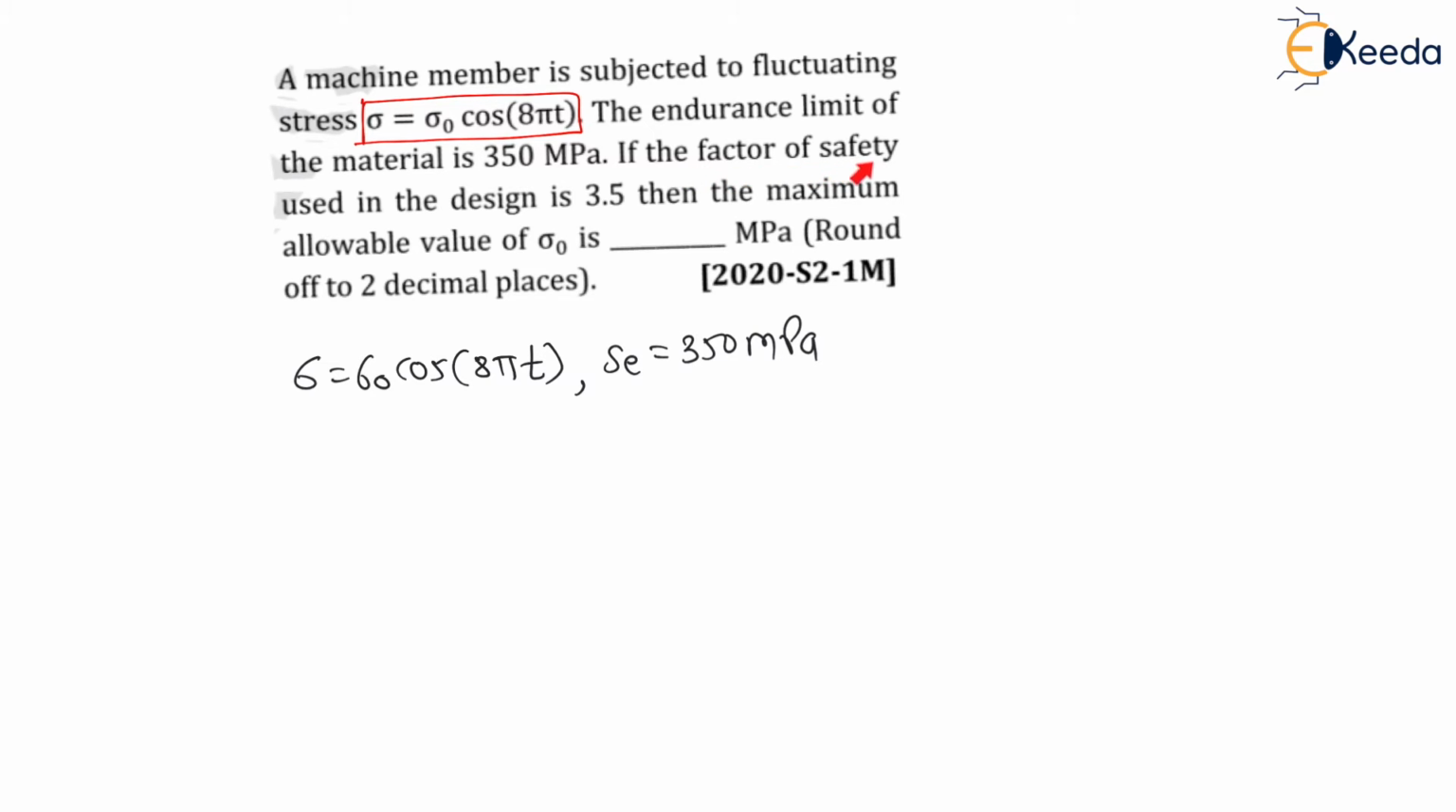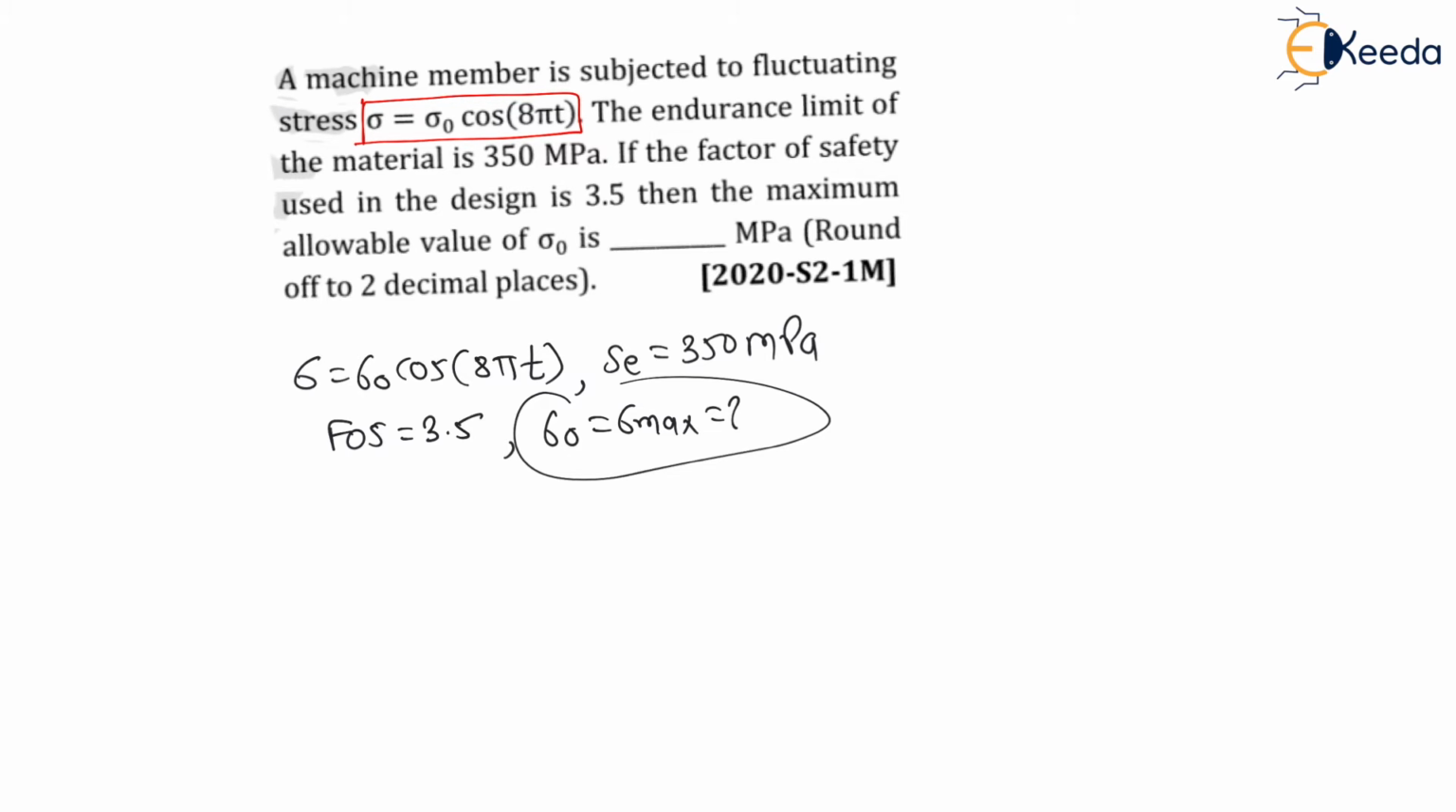Now again, the factor of safety used in the design is 3.5. Then the maximum allowable value of sigma naught is, now here what must be the maximum possible value of sigma naught? This is the question. Now we have to put this answer in MPa, rounded off to 2 decimal places, right? Now here nothing is mentioned about which criteria we have to use, whether Soderberg, Goodman, modified Goodman or Gerber criteria.